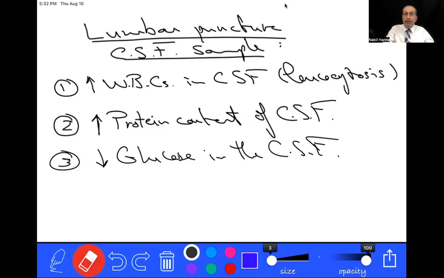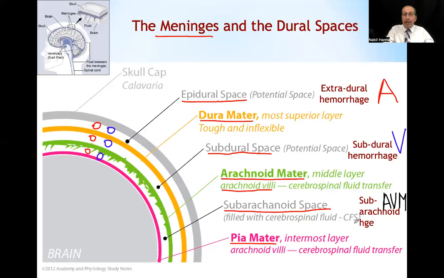So this concludes the discussion of the meninges, dural spaces, and the different types of hemorrhages: extradural, subdural, and subarachnoid hemorrhages.